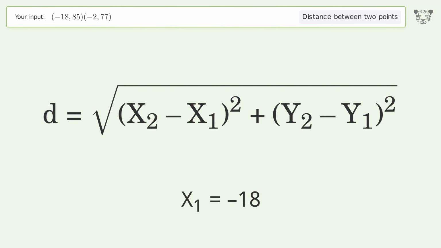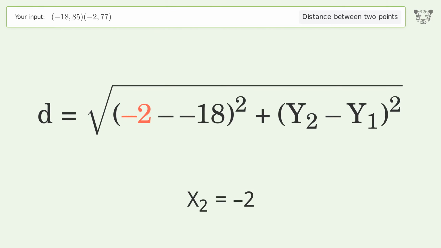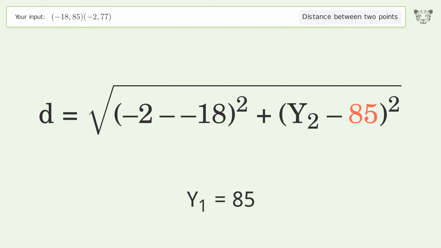x1 equals -18. x2 equals -2. y1 equals 85. y2 equals 77.